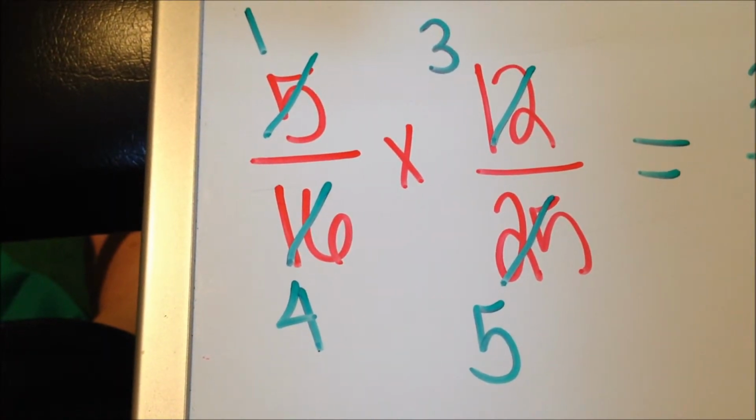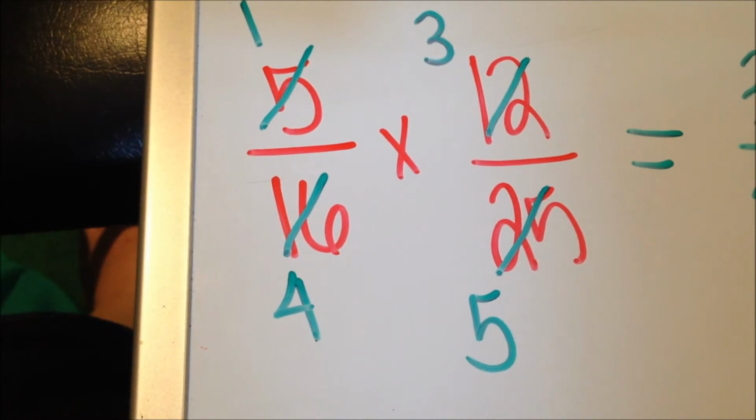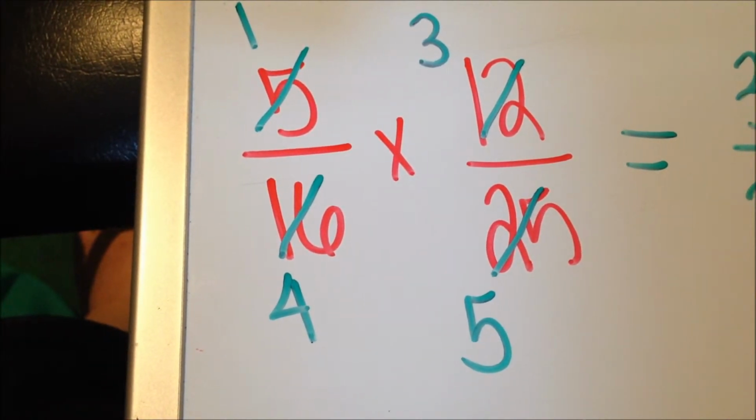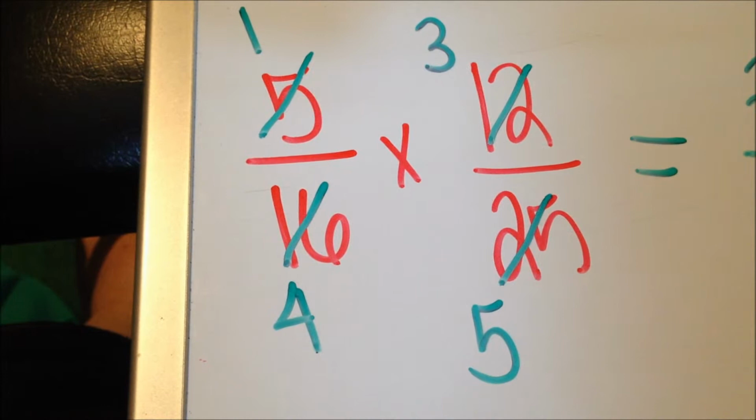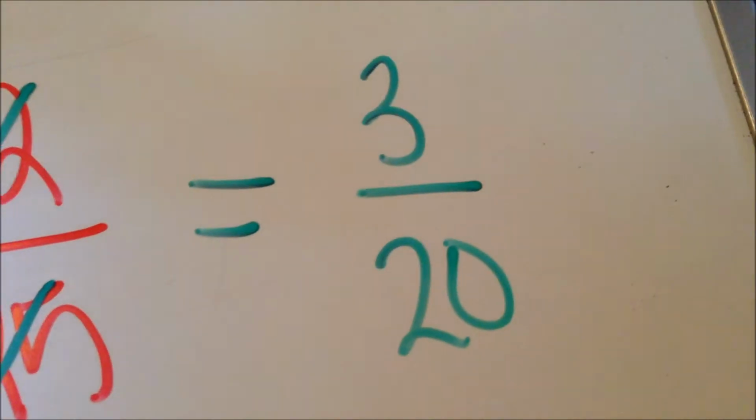And then 12 and 16, the largest number that goes into both of them is 4. So 12 divided by 4 is 3, and 16 divided by 4 is 4. Finally, let's multiply 1 times 3 over 4 times 5. So we end up with 3/20 as our final answer.